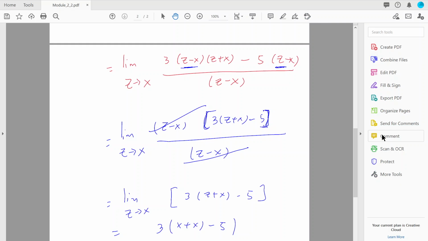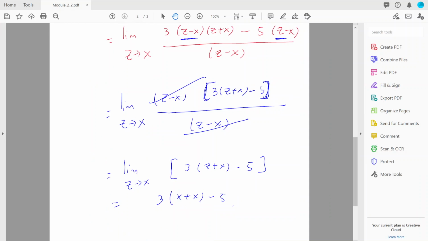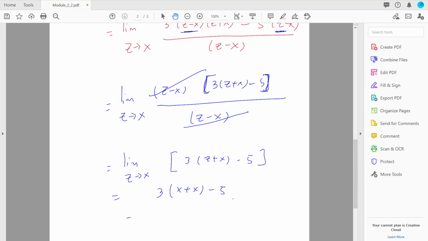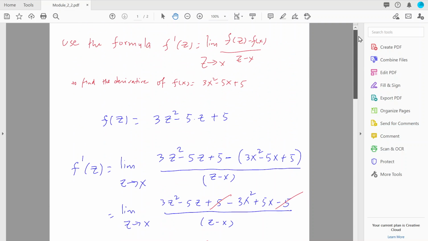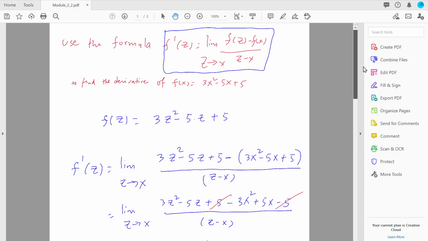So now you just have to simplify here. If you simplify, x plus x is 2x, so 3 times 2x minus 5, so it's 6x minus 5. So this is the derivative of the function you have given. This is the derivative of this function by using this formula. It's just finding the limit. Okay, I hope it helps.